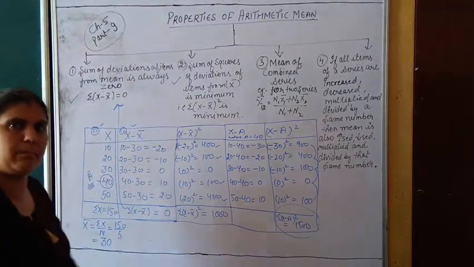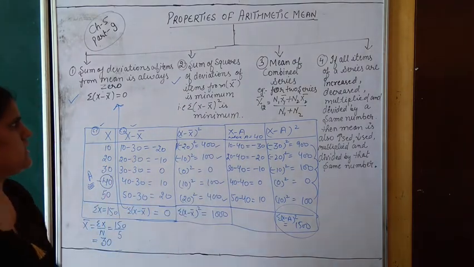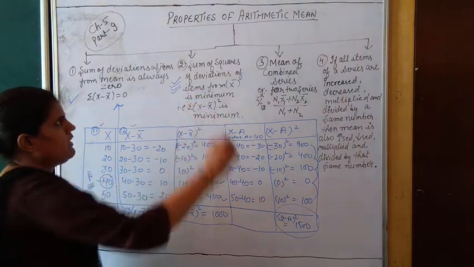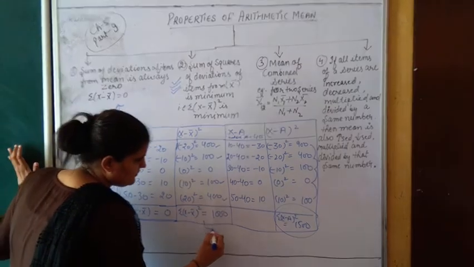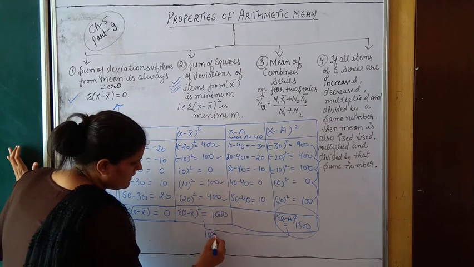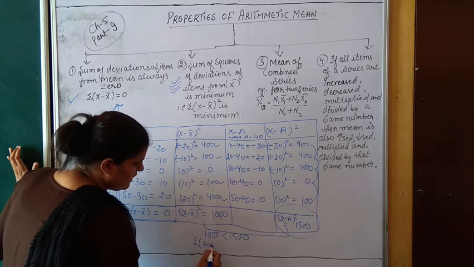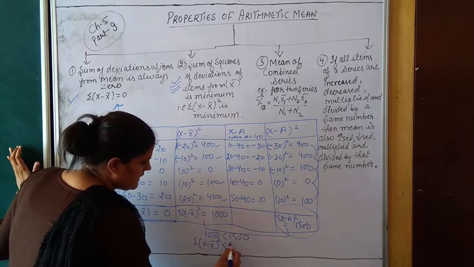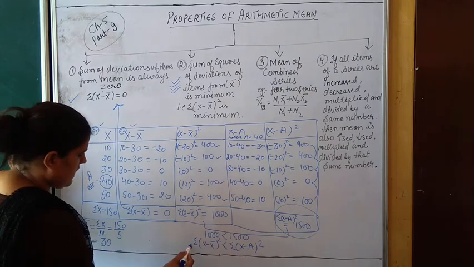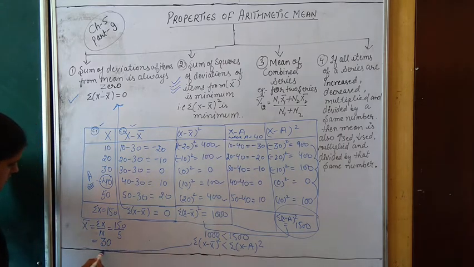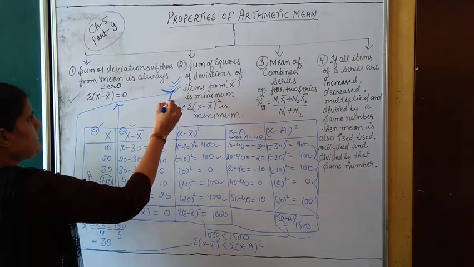Now let me do the comparison, for which we have done all these total calculations, just to prove this property of arithmetic mean. And now what we are proving is that this value of 1000 is less than 1500, or we can say that sigma (x minus x bar) whole square is less than sigma (x minus a) whole square. Using this, we can say that our property is proved.